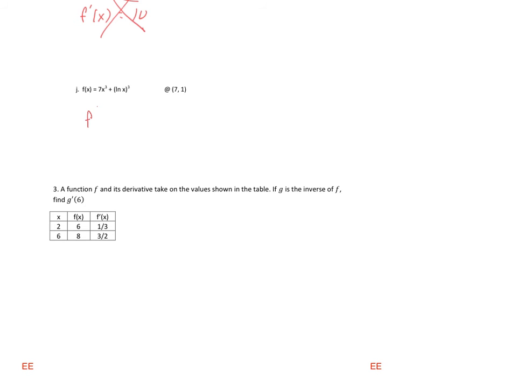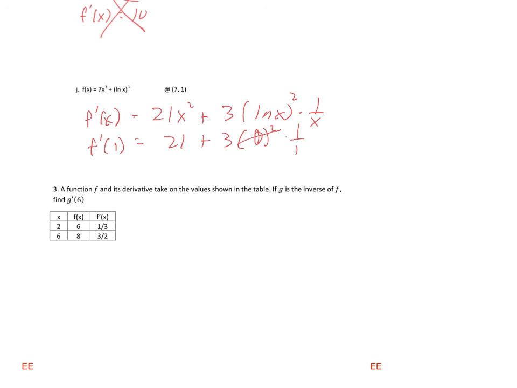All right, F. All right, so then we're going to go with 21x squared. We got chain rule, bring down the 3. Keep the base the same, drop them down to a 2. Derivative of the inside is 1 over x. F prime evaluated at 1 is 21 plus 3 natural log of 1 is a 0 squared. And then 1 over 1, so that's still going to be a 0. So then I've got 21. So then my tangent line is y minus 1 is equal to 1 over 21 x minus 7.